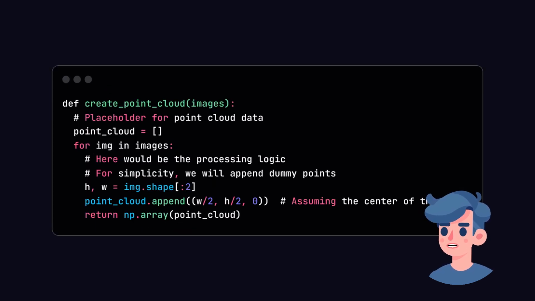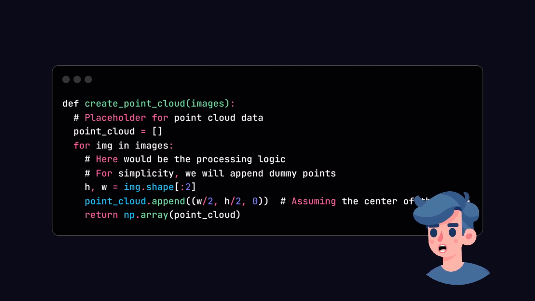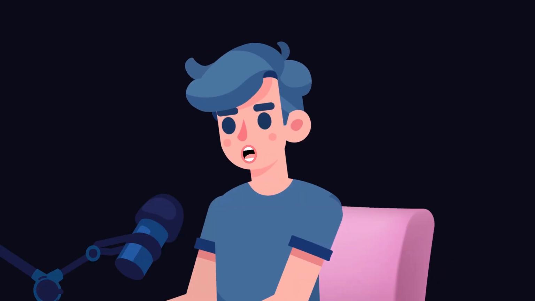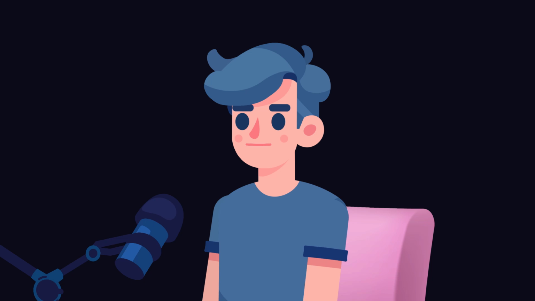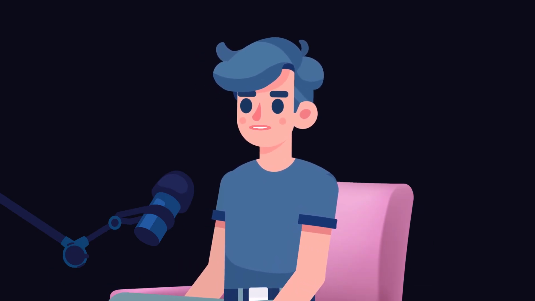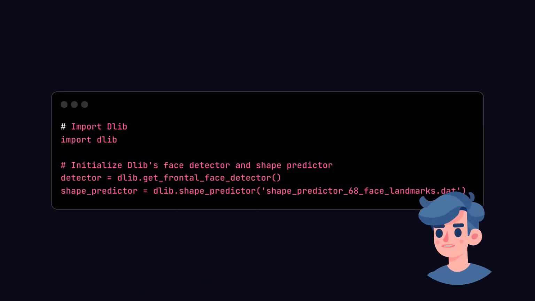Now that we have our function to load images, let's see how we can generate a point cloud. A point cloud consists of points in 3D space, representing the outer surface of an object. We're now ready to generate our 3D face model. In a real-world application, you would use depth maps or stereo vision techniques provided by your camera setup to retrieve accurate spatial coordinates.